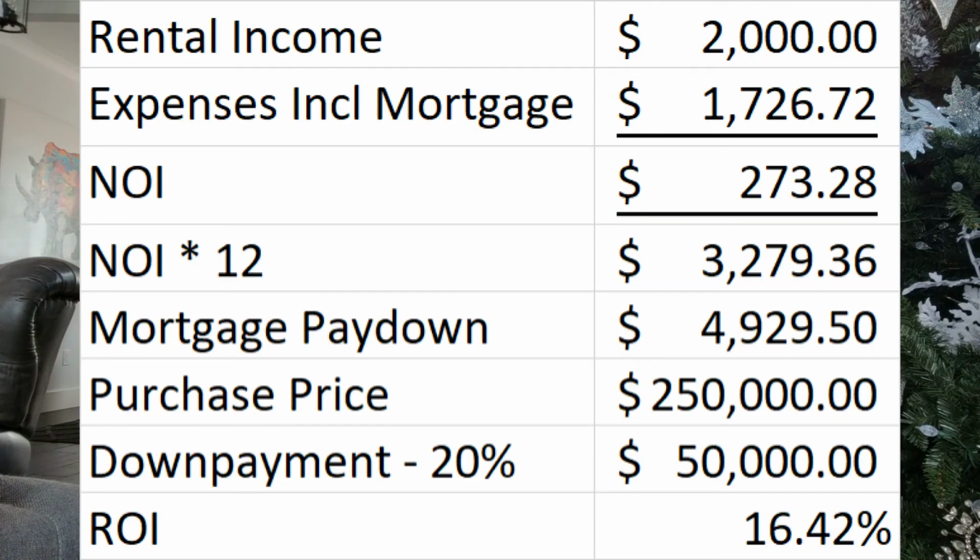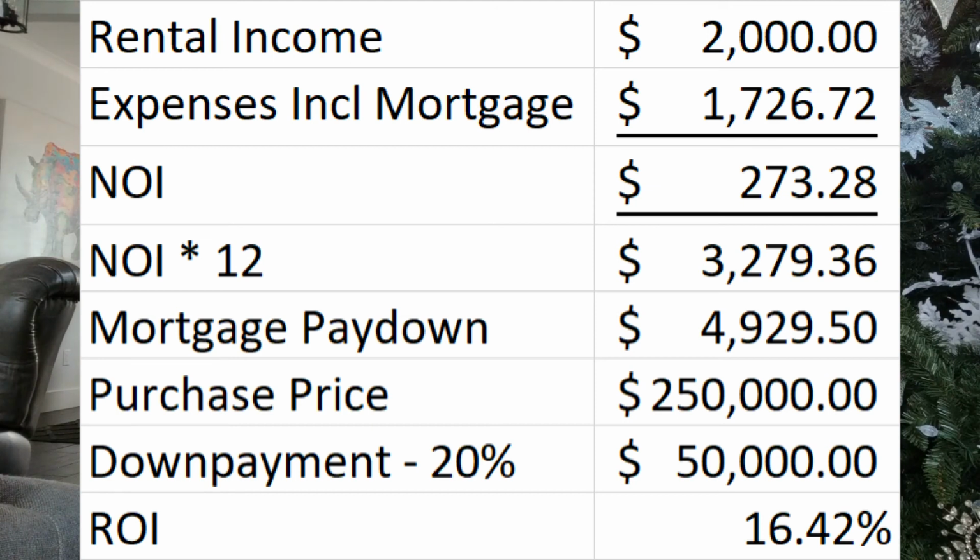Now that we know the amount of the principal that is being paid down each year, which was $4,929.50, we can go back to our calculation and add this amount to the net operating income less the mortgage. And as you can see here, once you add this in and divide by the capital that was invested, 20% of 250 grand, 50,000, your return on investment is 16.42%.